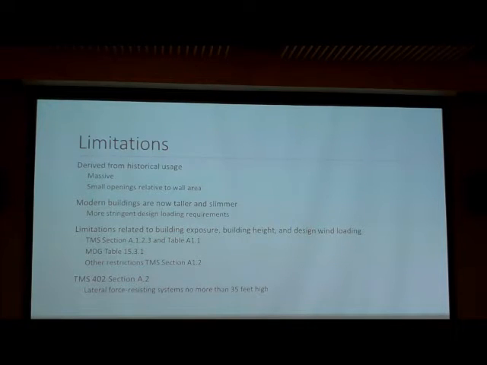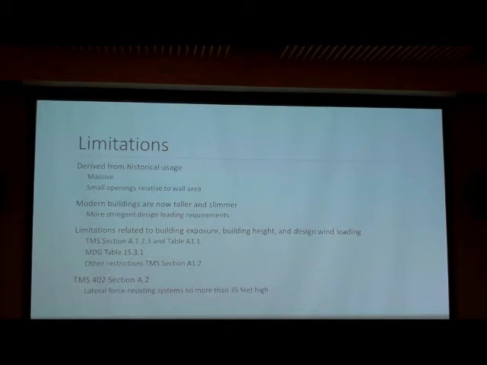There are limitations that are related to building exposure, building height, design, and design wind loading, and these are given in tables in the TMS and MDG. And then the TMS 402 section 8.2 specifically states that lateral force resisting systems can be no more than 35 feet high. So that is the height limitation for empirical design.